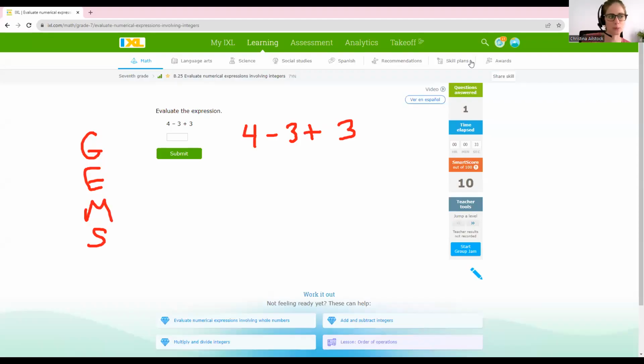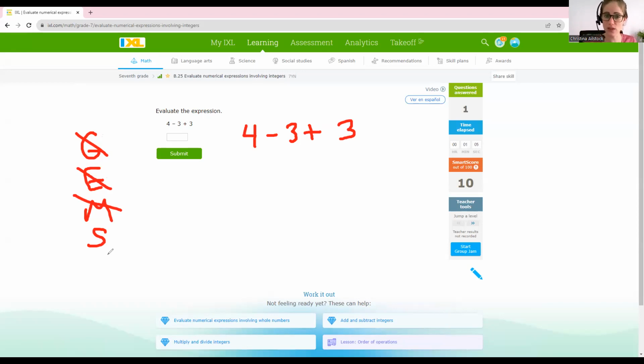All right, second problem here. We're being told to evaluate the expression 4 minus 3 plus 3. Let's go through our steps again. First off is G for grouping symbols. Nope, I don't see anything that is grouped together by parentheses or brackets. So that's a no. E is for exponents. Nope, no exponents. M is for multiplication or division. Nope, no multiplication or division. So all we have is that last step, the S, which is for addition or subtraction.